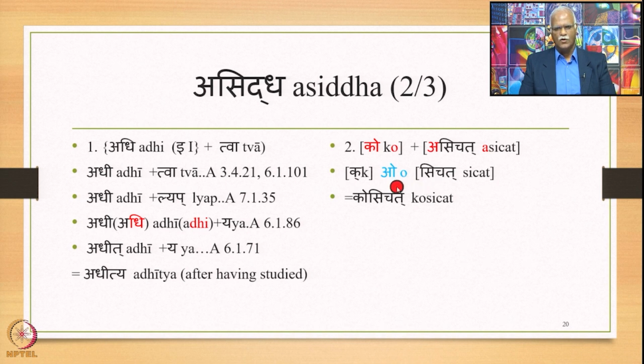So this O as an ekadesha has already happened. Consider it as not happened. And if this is not happened, then this sa also comes immediately after a, and the basic condition of shatva is not fulfilled. And so there is no shatva. So we have kosichat, deriving the correct form.